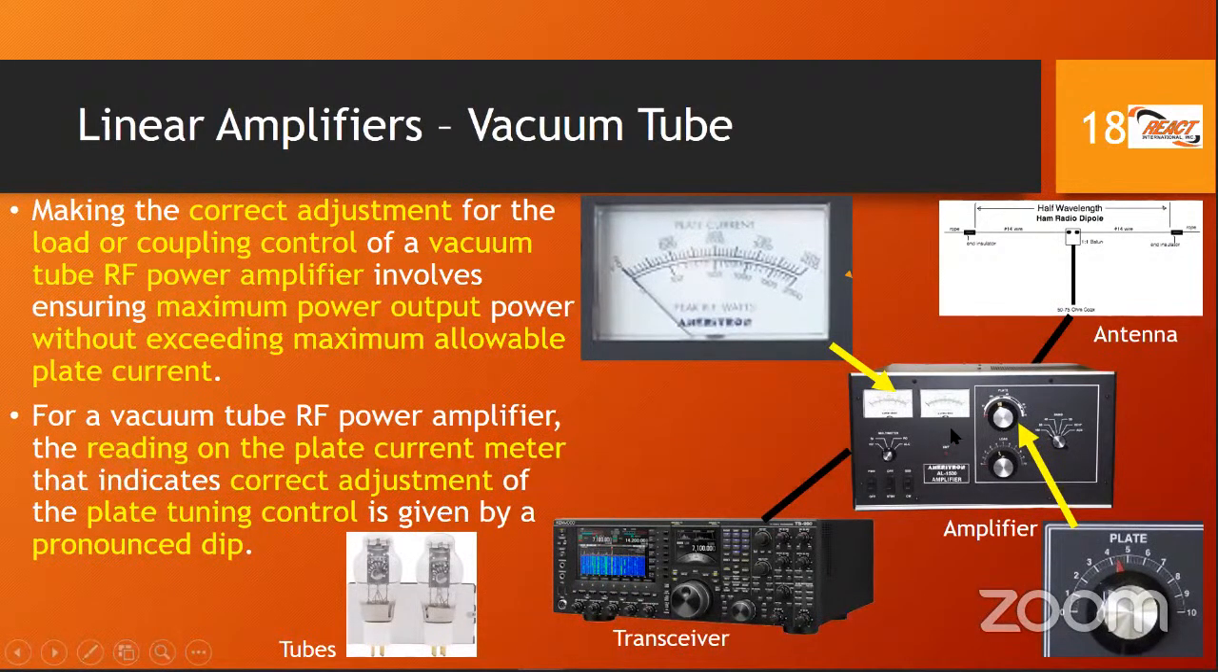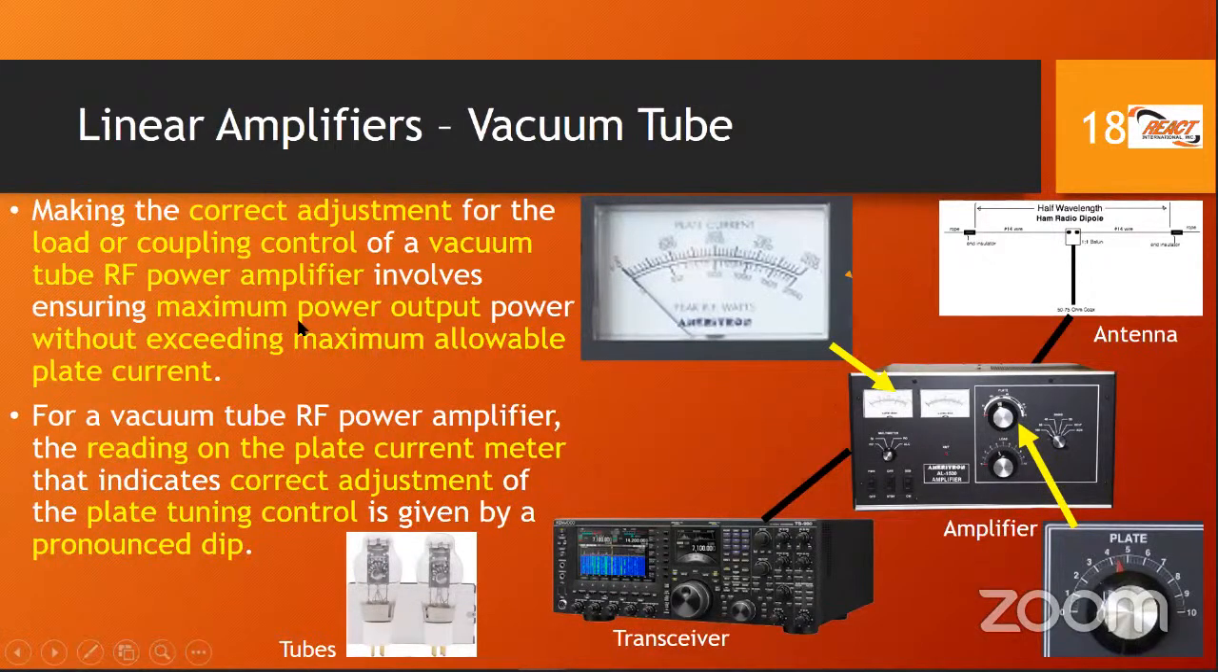Remember we said that if we adjust it improperly, we could cause spurious emissions, we can cause distortions, we can also damage our amplifier. So we need to know how to properly adjust our amplifier. The correct adjustment is to make sure we have the maximum amount of power, so that it's as efficient as possible, while at the same time not exceeding what we call the maximum allowable plate current. And that plate current is the plate current on the vacuum tube.